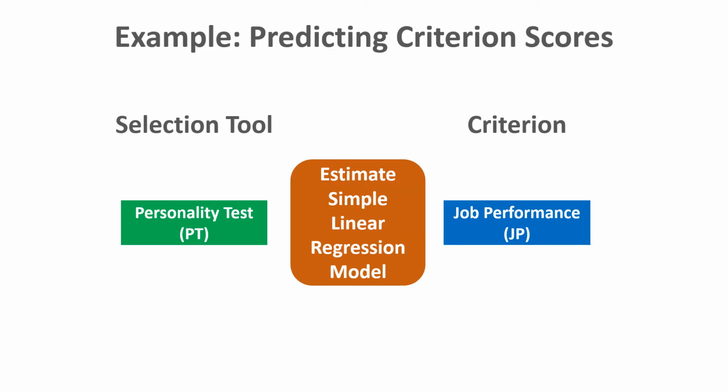Now imagine that we collect data, perhaps in the form of a concurrent validation design where we look at current job incumbents, we give them the selection tool that we wish to validate, which is a personality test, and we give them the criterion of interest measure, which is a job performance measure, collect scores on both of those for this sample of people, and then using those data, we can plug them into a simple linear regression model. And in doing so, we are estimating the model such that our personality test is our predictor variable and our criterion variable of job performance is our outcome variable in the model.